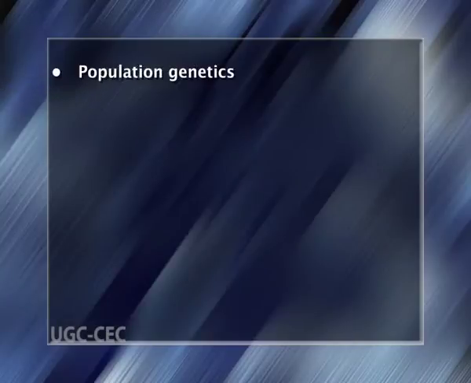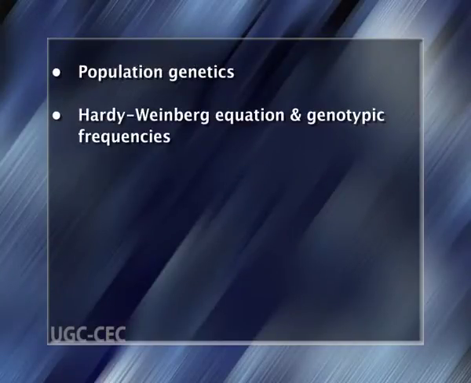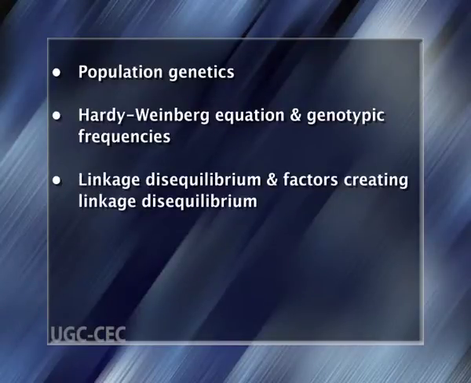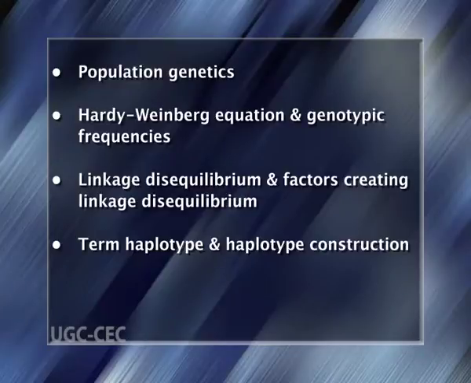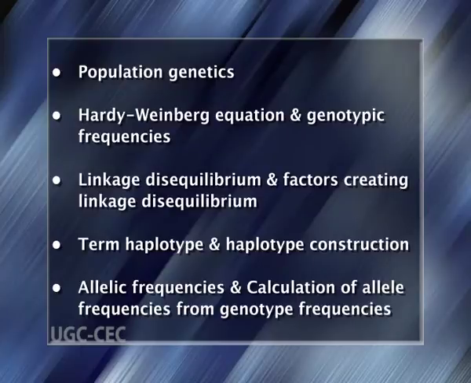Let us first try to have a look at the main objectives of today's deliberation. To try to learn about population genetics, to learn about the Hardy-Weinberg equation and genotypic frequencies, explaining in detail linkage disequilibrium and factors creating linkage disequilibrium, to give a general idea about the term haplotype and haplotype construction, and finally discussing in detail allelic frequencies and calculation of allele frequencies from genotype frequencies.